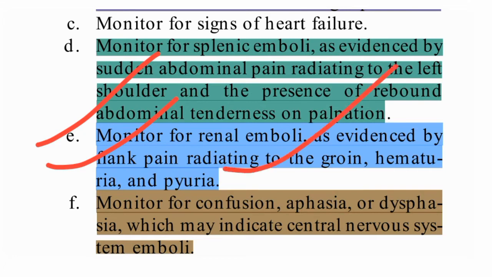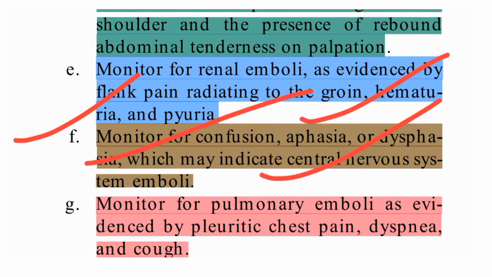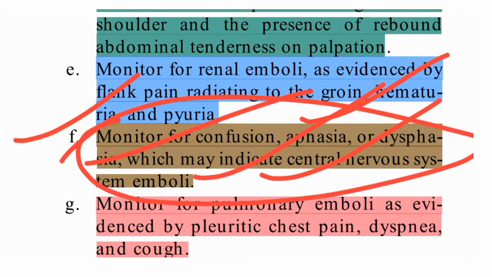It will radiate to the groin, and hematuria will be there, and pyuria will be there whenever renal emboli is occurring. Monitor for confusion, so the patient may have confusion, aphasia and dysphasia also, which may indicate central nervous system emboli. So this is the indication for central nervous system emboli.